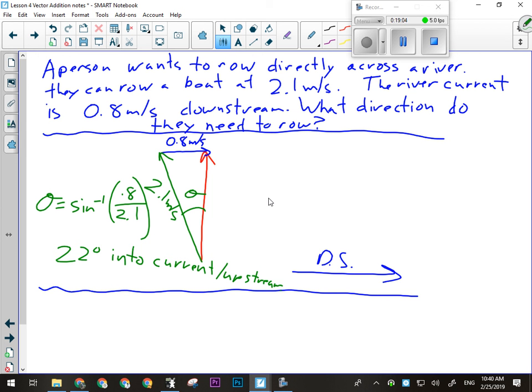Really, those are the only two kinds of vector addition questions you're going to run into in terms of boats. You could have going across or rowing across, and then obviously you have your vector component addition type of questions as well.